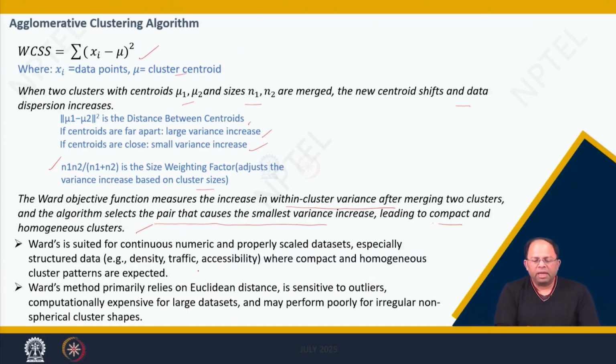And it is suited for continuous numeric and properly scaled data sets, obviously, particularly for structured data, and where compact and homogeneous cluster patterns are expected. Ward's method also relies primarily on Euclidean distance and not on other measures. And it is sensitive to outliers, computationally expensive for large data sets, and may perform poorly for irregular non-spherical cluster shapes. So you know already what to apply when there are irregular non-spherical cluster shapes. We cannot employ this strategy over here, neither k-means as well.